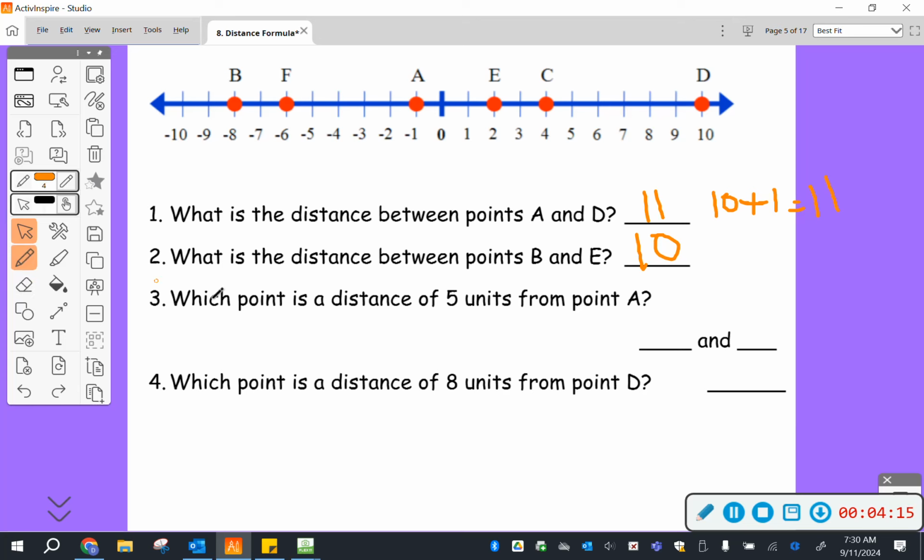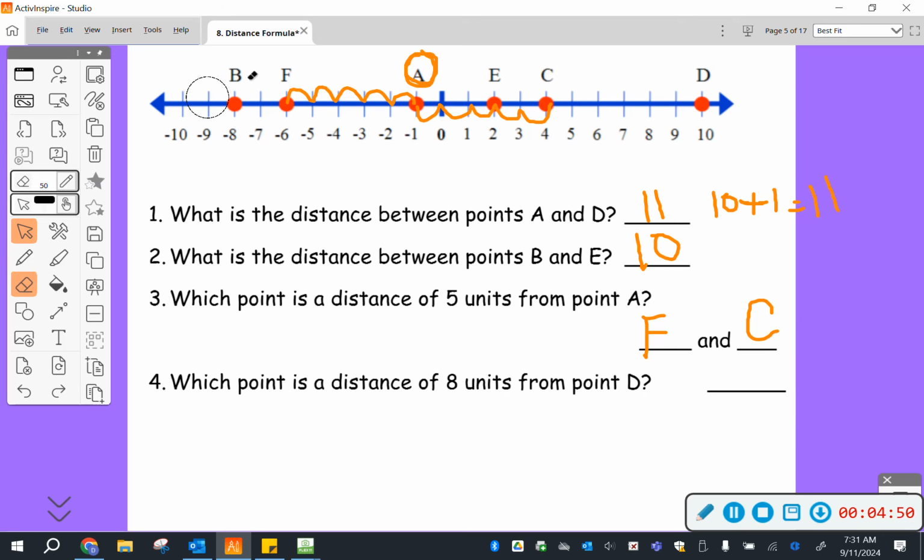All right, next. Which point is a distance of 5 units from A? So we're looking at A, and we need to go 5 units. 1, 2, 3, 4, 5. Did you get F? Yes. Is that my only answer? No, it's C too. Because I can go either direction 5 units. Did it tell us what direction to go? No. So now I'm going to go 1, 2, 3, 4, 5. So F or C are your answers.